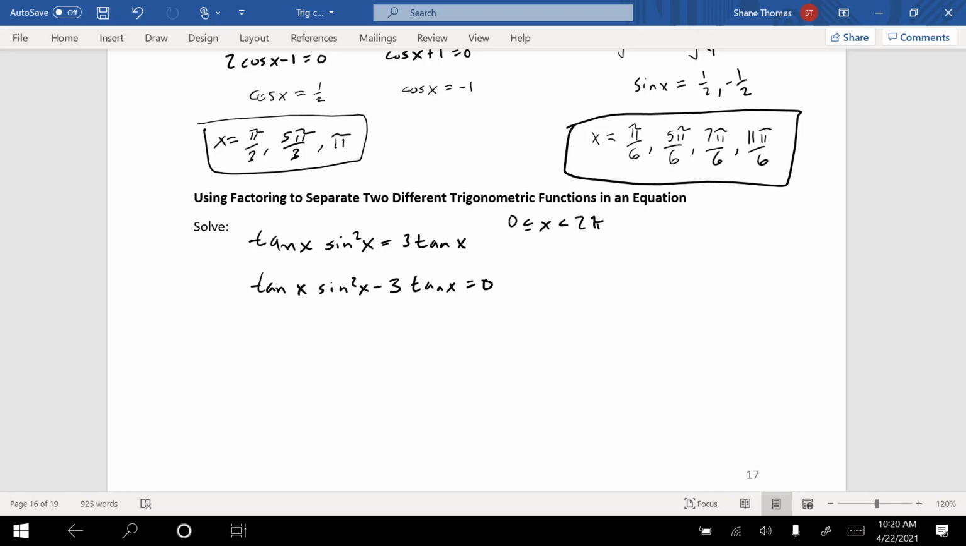We can factor some. Right now, they're not like terms because it's multiplied by sine squared of x. But there is a tangent in both of those, right? Can't we factor it out? Yeah. Let's factor out a tangent of x. So we have tangent of x times sine squared of x minus 3.